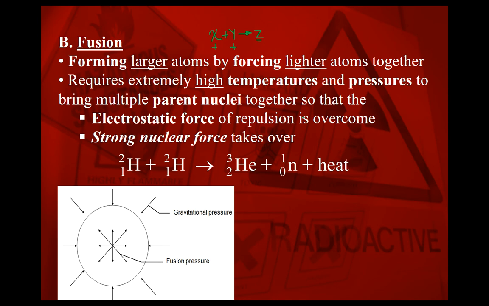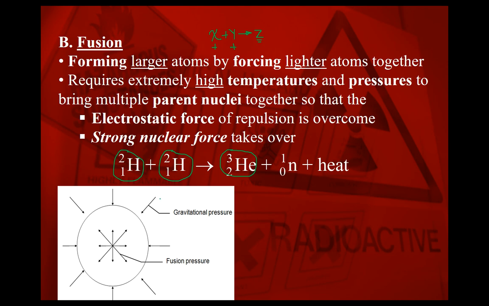So here's an example of nuclear fusion from hydrogen. We have hydrogen 2, and hydrogen 2 produces helium 3. You get a neutron in that reaction, and you also get a large amount of energy produced. So again, the idea right here is you're taking one element and combining it with another one to get a larger isotope or a larger atom.